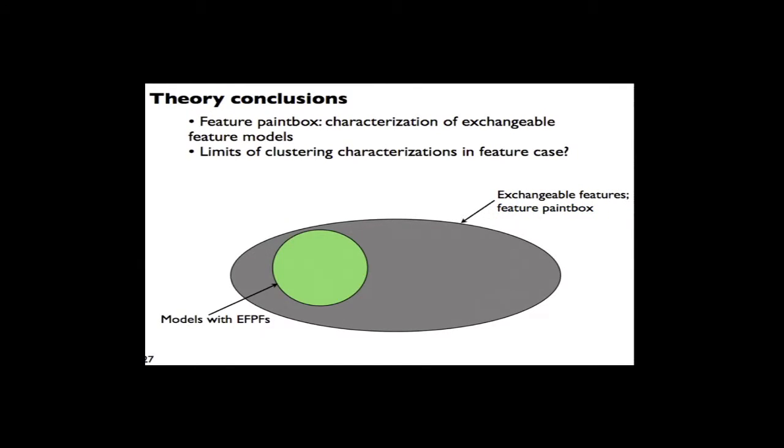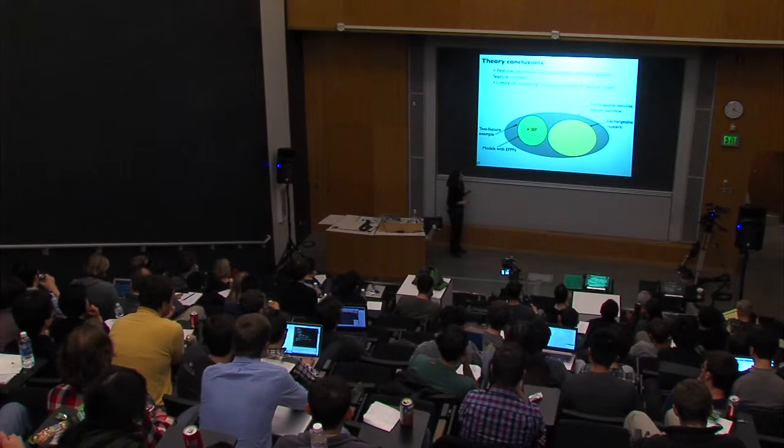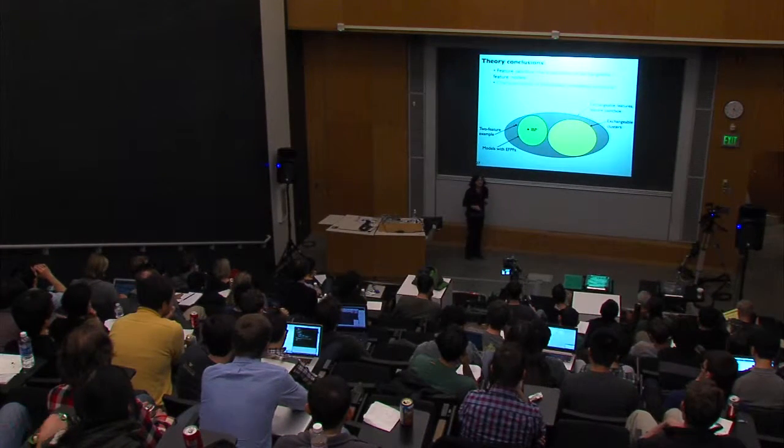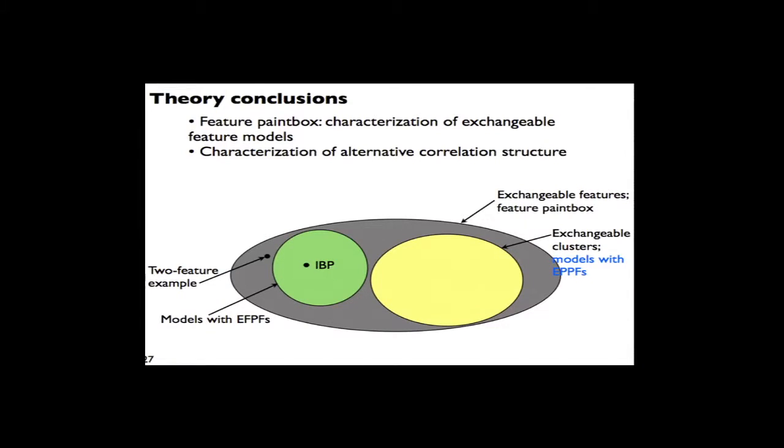Well, we can define an EFPF, this exchangeable feature probability function, and it does contain the Indian buffet process, but it doesn't contain the two-feature example. But I think that's the wrong way to think about it. This whole time we've had clustering over here and feature allocations over here, but really clustering is a particular case of feature allocations where each data point belongs to one and only one feature. And so from that perspective, exchangeable clusters are analogous to models with EFPFs as characterizations of alternative correlation structure. And so really EPPFs are analogous to EFPFs.